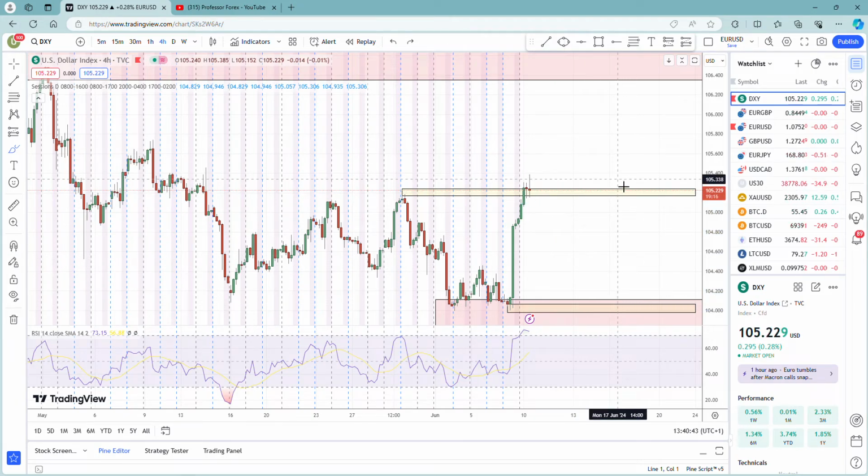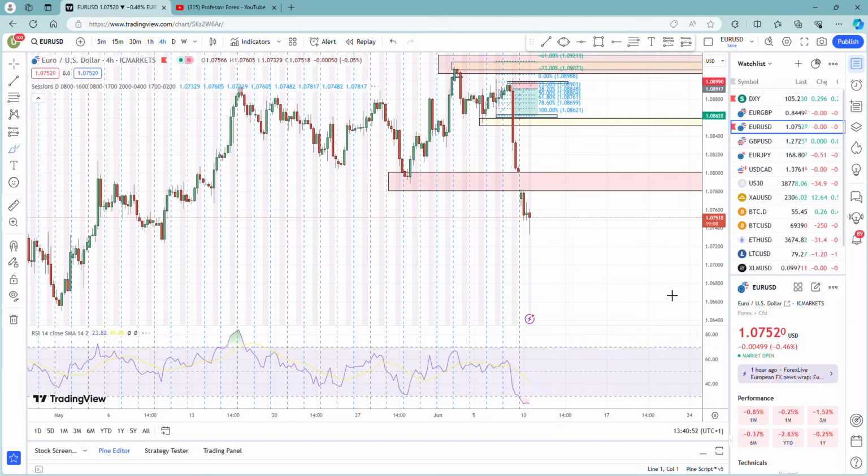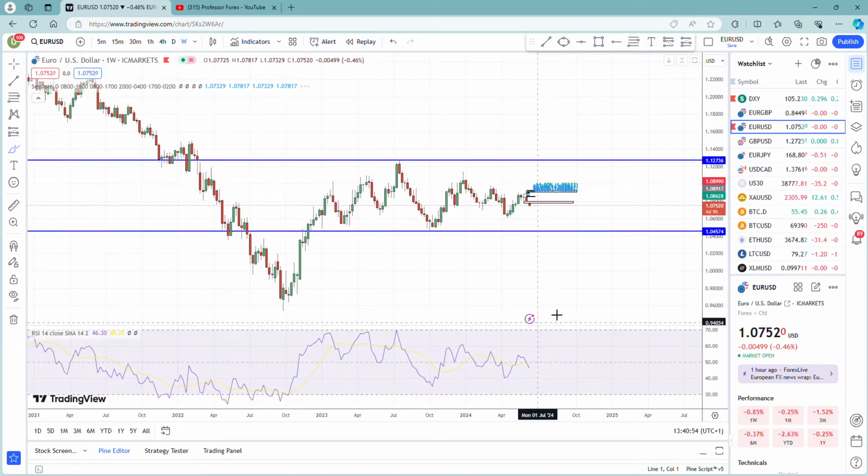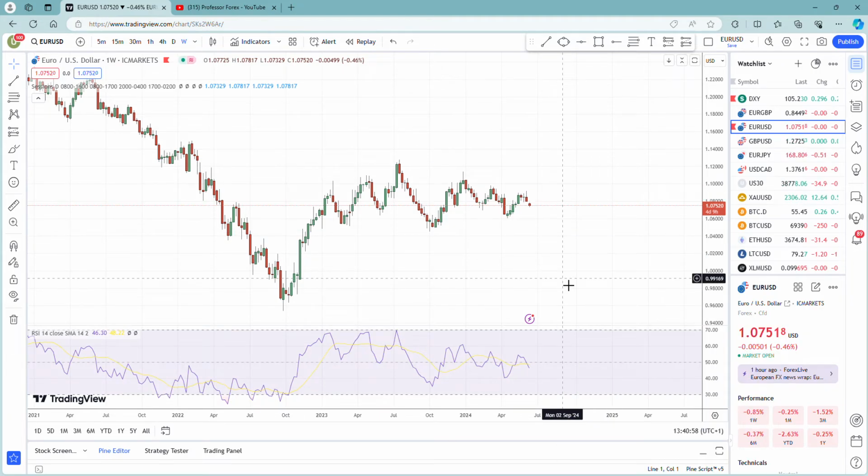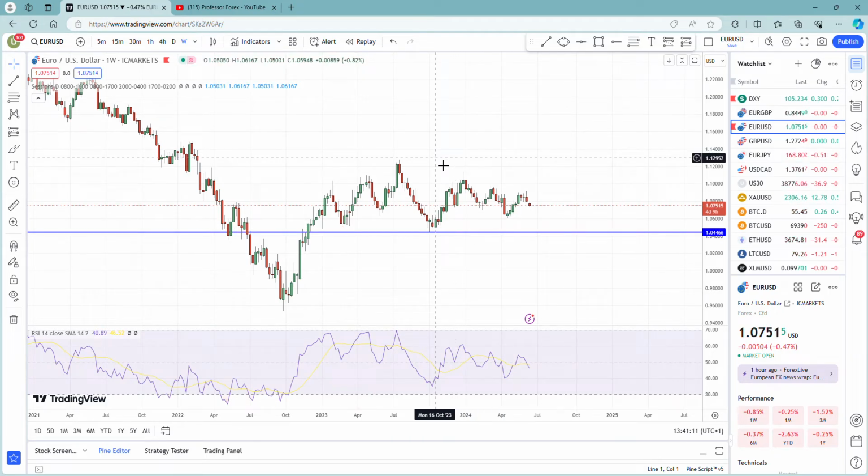So now that we've done our analysis on DXY, we'll then go on to the Euro USD and we'll see what's happening there. So you always start on the weekly time frame, and you want to mark your support and resistance levels. So as you can see here, there's clearly support and clearly resistance.